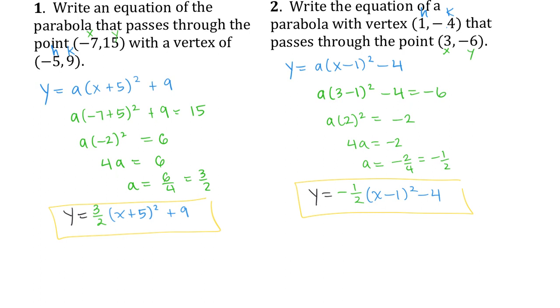Okay, for the second one, I had a equals negative 2/4. I divided the top and bottom by 2 to make it negative 1/2. So y equals negative 1/2, parentheses x minus 1 squared minus 4.